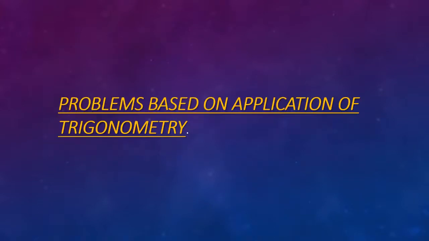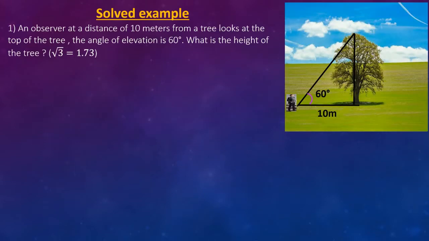Now let us see the problems based on applications of trigonometry. Now let us see the solved example. An observer at a distance of 10 meters from a tree looks at the top of the tree. The angle of elevation is 60 degrees. What is the height of the tree?